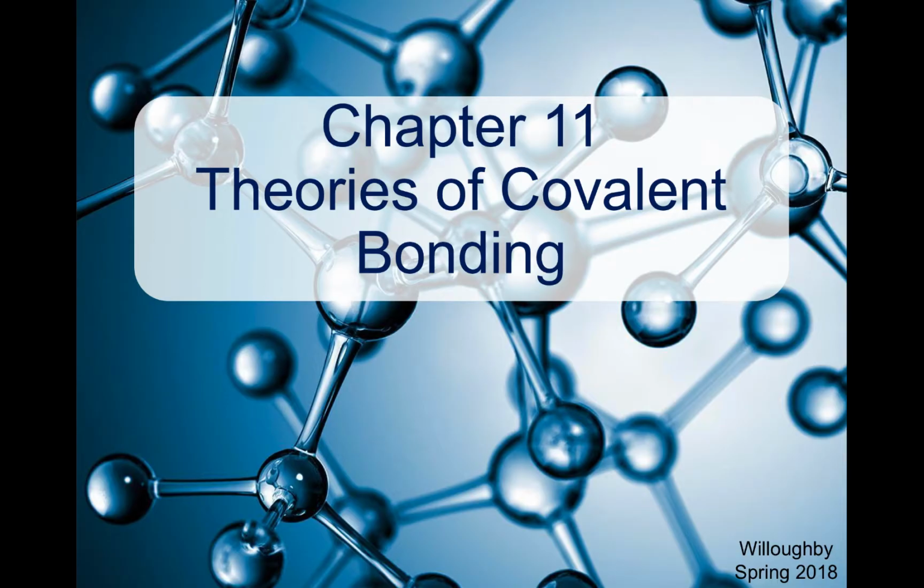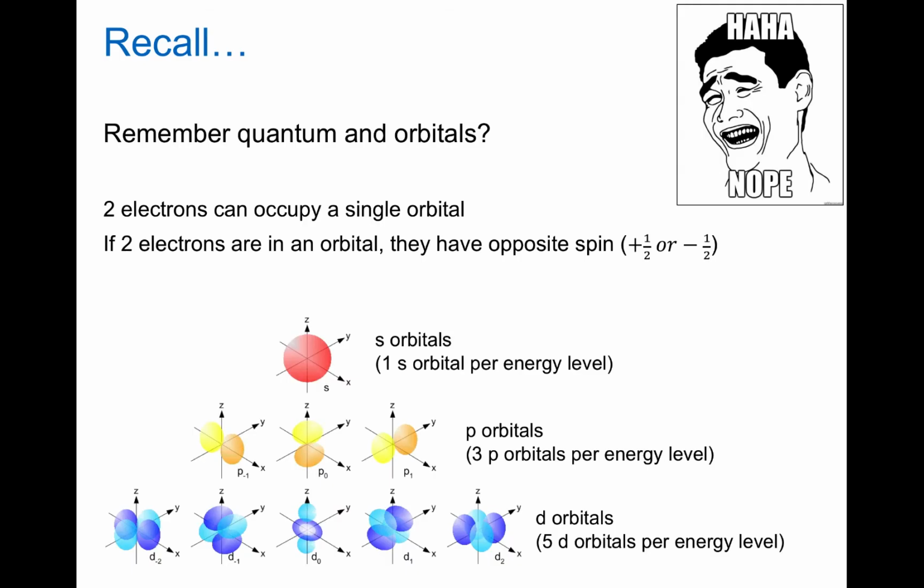It's the final chapter of this semester. We're going to talk about theories of covalent bonding. So in this chapter, the only types of compounds we're going to talk about are molecules. Those are ones that have covalent bonding. And this is going to be an extension of chapter 10. So if you're unfamiliar with chapter 10, please be sure to review it before starting this chapter.